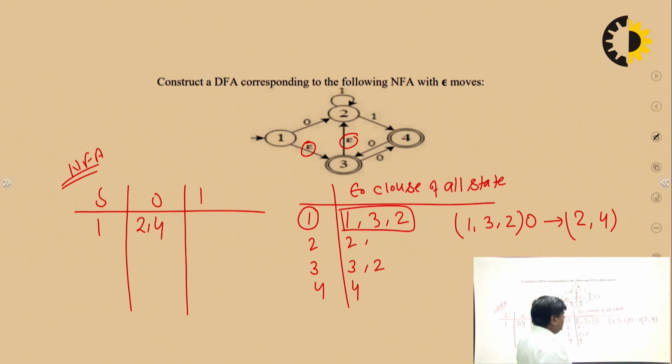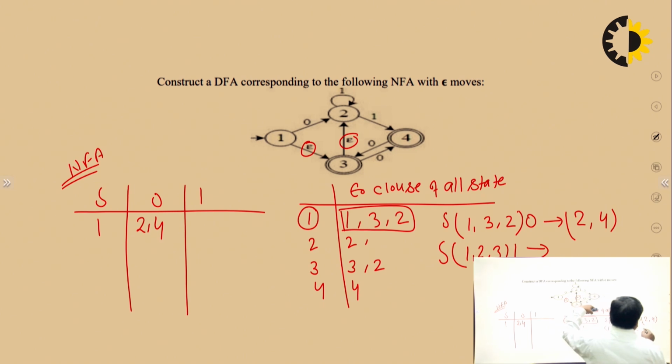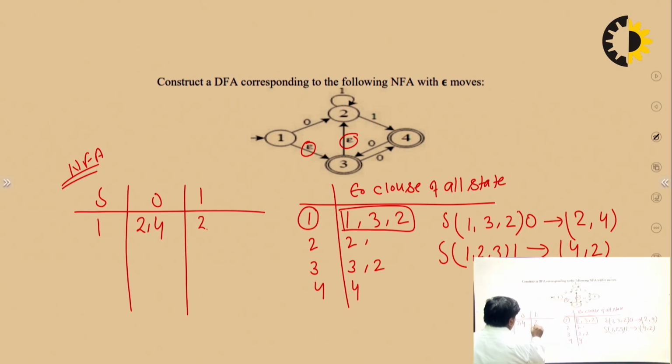Similarly, for 1, 2, 3, we check the transition on 1. From state 1, no transition. For state 2, that is 4. For 3 on 1, no transition. It means here 2 and 4, and here again 2 and 4.